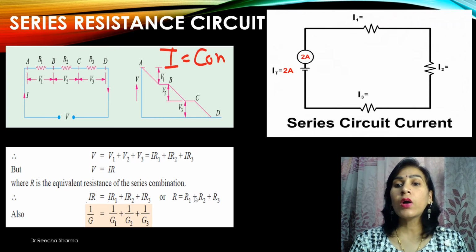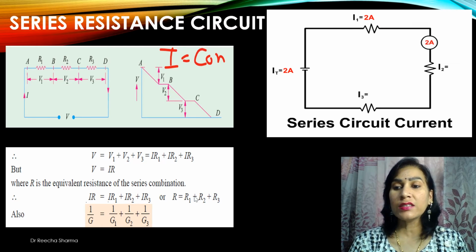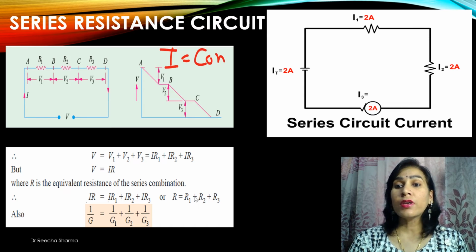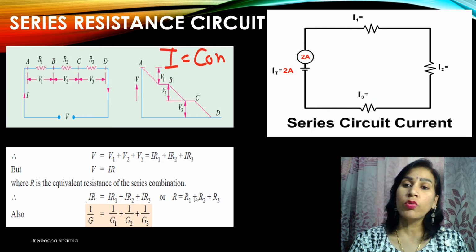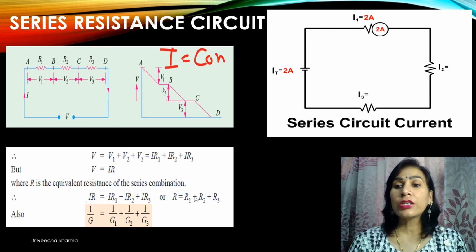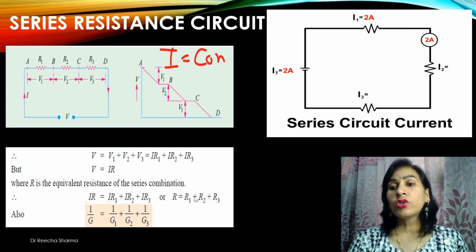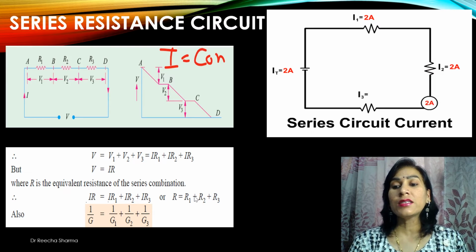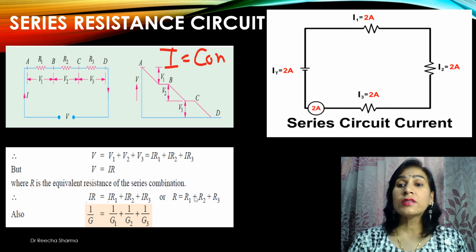This shows how the current flows in a series circuit. The total current is 2 ampere and we have 3 resistances connected in series. When current flows in resistance 1, the current is I1 and its value is 2 ampere. When it moves to resistance 2, the current is I2 and its value is again 2 amperes. Similarly, in resistance 3, I3, the value is 2 amperes. So the same current is flowing in the series circuit.